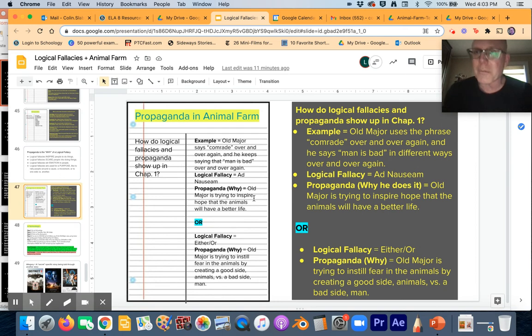And look up the word comrade. It's more than just friend. It's almost like a soldier term, like we're in a war together. So comrade is the right word for what he's trying to get, which is togetherness. And then we have a possibility as well, though.